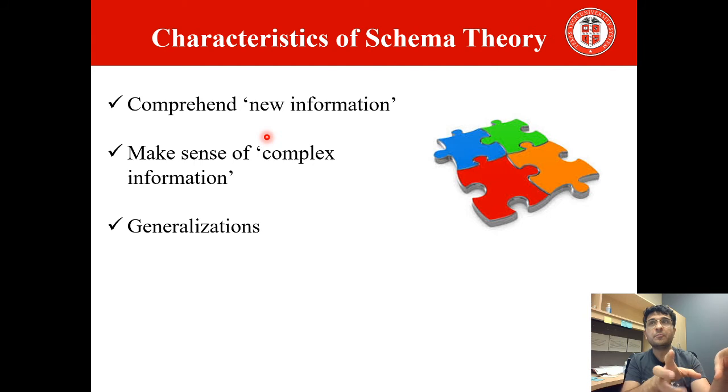So if you have a preconceived notion, a perception about something, whenever you come across that thing, you will just think along those lines. And even if it's not the way which you perceive, you still don't want to change your perception. So these generalizations are hard to change. This is one of the interesting characteristics of schema theory, I believe.